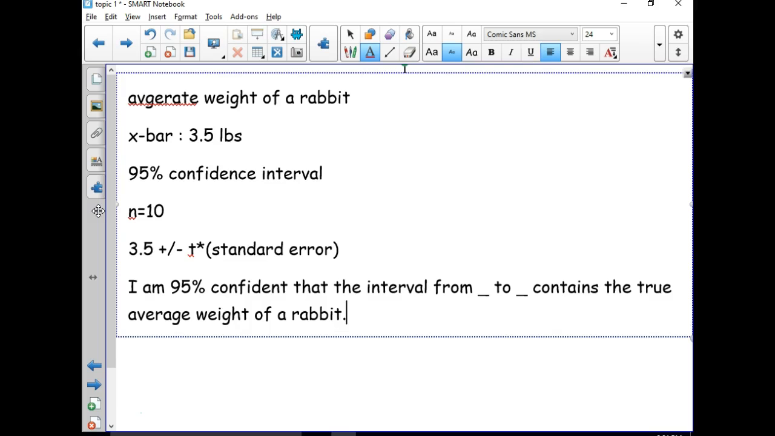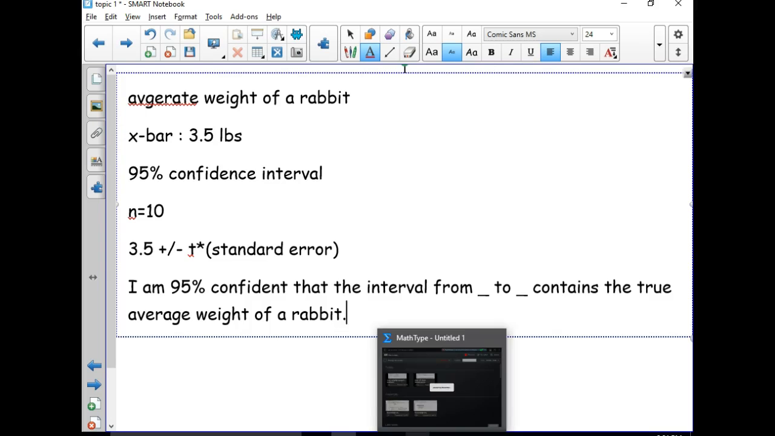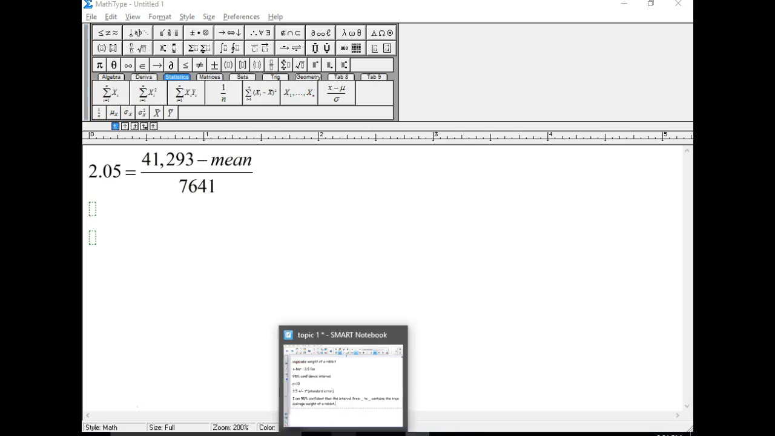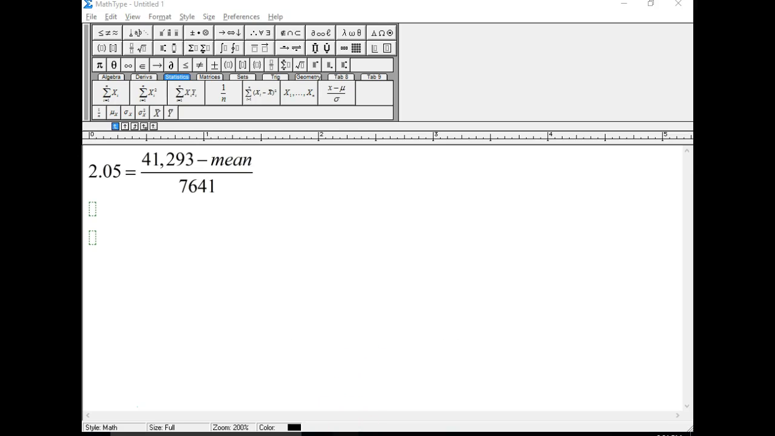Do you want me to go through that? What 95% means is, if we would do that, if I can get back to it. Here we go. I just want you to see it.